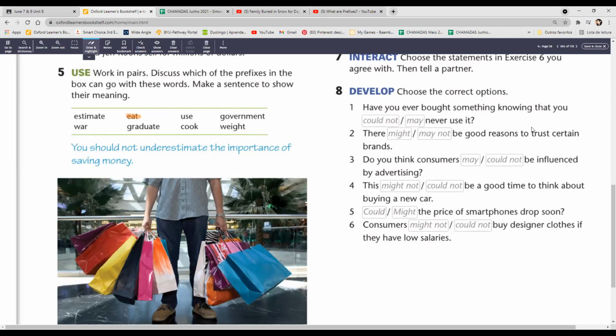No, don't worry. That's okay. We cannot use not plus the word never because that would be a double negative. So here we should say may, okay? So knowing that you may never use it.